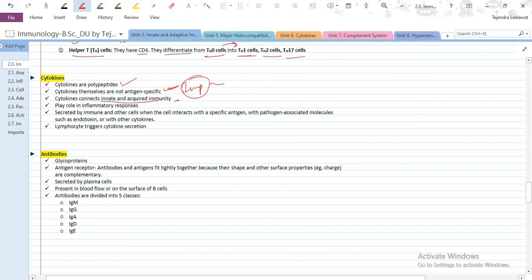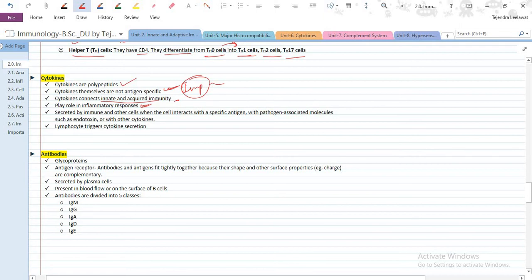They play a role in inflammatory responses. It is also an important part, because as I told you, there is redness, there is pain, sometimes heat in a part of our body. Those are some signs of the inflammatory response. So the inflammatory response is also mediated by cytokines. So that is very important.